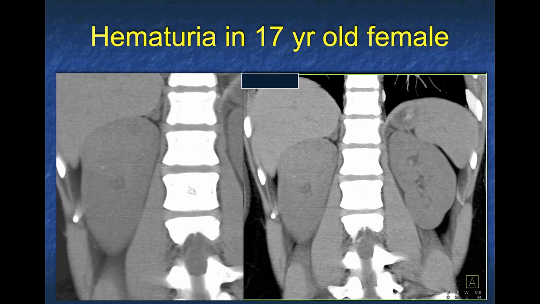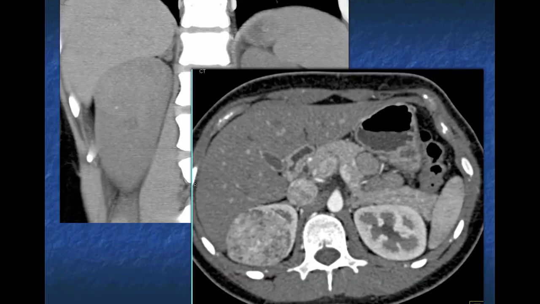This is hematuria in a 17-year-old. Now, we always like to say that hematuria in younger patients usually is stone disease. Hematuria, but gross hematuria, a third of the patients, even under 35, will have an underlying cause like a tumor. So you see this mass in the patient's right kidney.